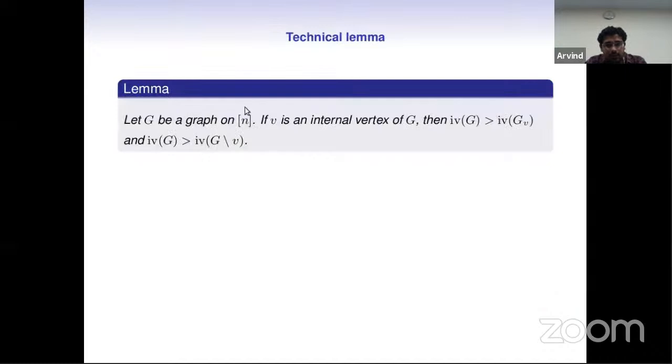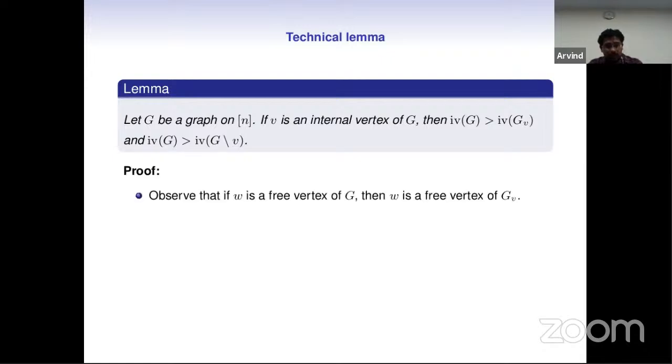Given a graph G on vertex set [n], if v is an internal vertex of G, then iv(G) is strictly greater than iv(G_v), where iv(G) is the number of internal vertices in G. So the number of internal vertices in G is bigger than the number of internal vertices in G_v, and also bigger than the number of internal vertices in G minus v.